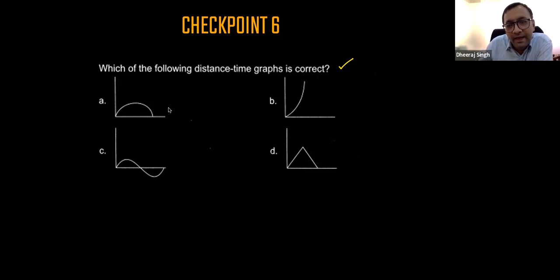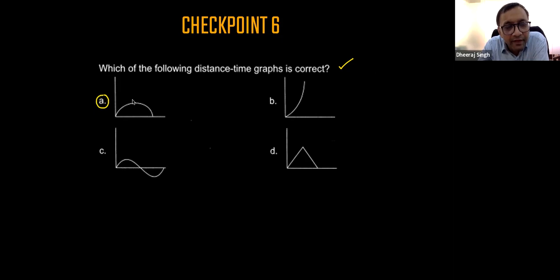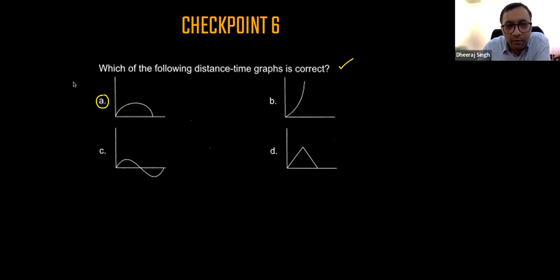What is the problem with A? Can anybody tell? What is the problem with A? You can unmute and tell. Distance can't be negative, so it can't go down. Distance cannot be negative, but where is the distance negative here? So it's reducing back to zero. You can't. So distance only increases, it will never decrease. Okay, that's the problem with A.